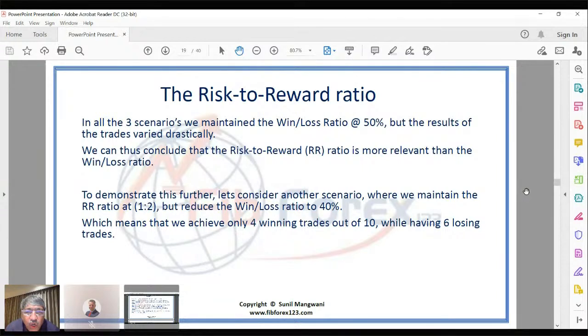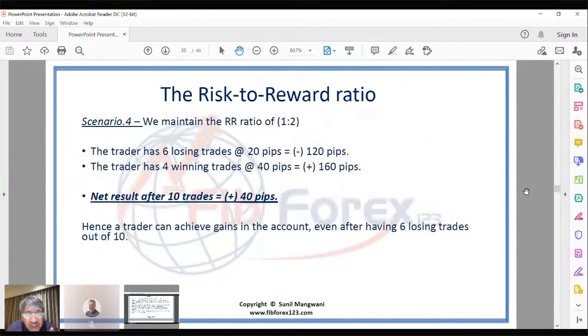So we can conclude that your risk to reward ratio is more relevant than your win loss ratio. Now, to demonstrate this further, let's take another scenario where let's reduce the win loss ratio to 40% instead of the standard 50% and keep the risk to reward ratio the same as 1 is to 2 that we want to maintain, which means that I am achieving only 4 winning trades out of 10, 6 losing trades. Look at the calculation of it. 6 losing trades, I lose 120 pips. 4 winning trades, I make 160 pips. My account is still growing.